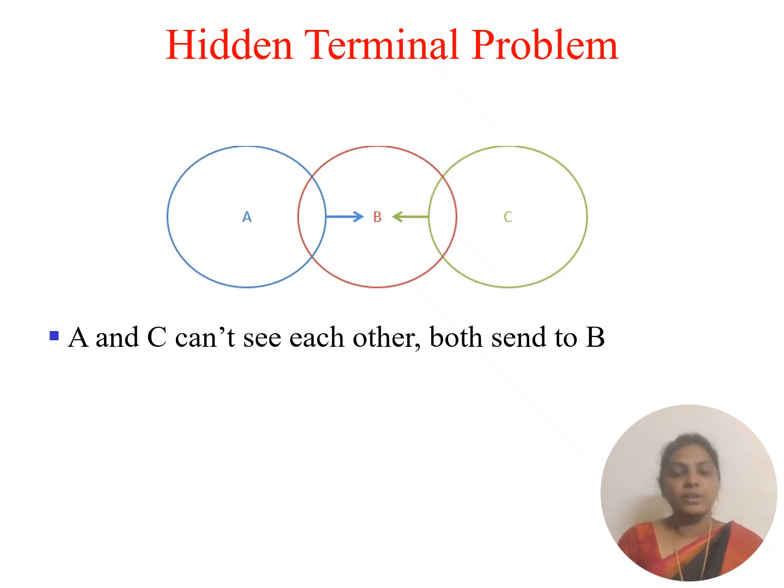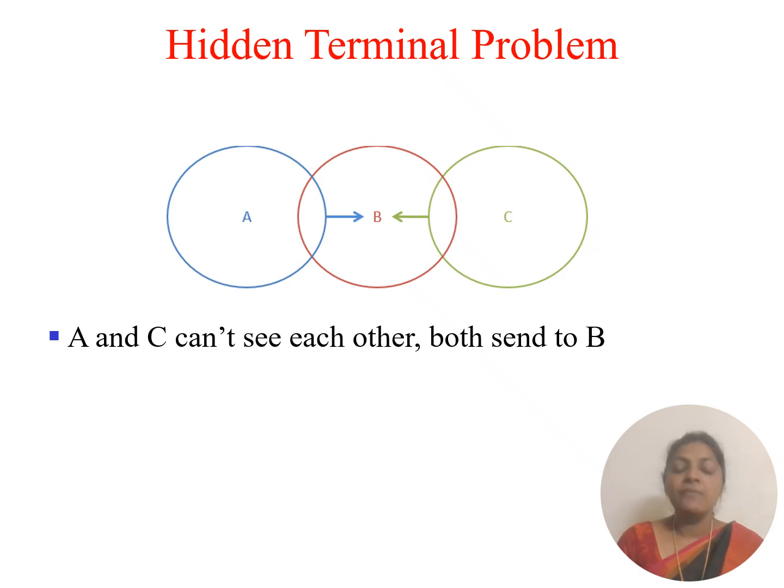In this picture, you are seeing the hidden terminal problem. A, B, and C are three stations over here. A cannot see the station C. A and B are in coverage range, and B and C are in coverage range. So A and B are known to each other, B and C are known to each other, but A and C don't know each other.